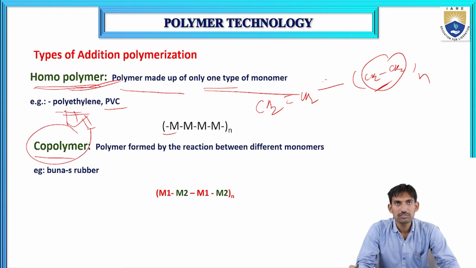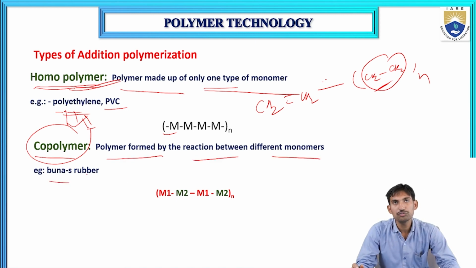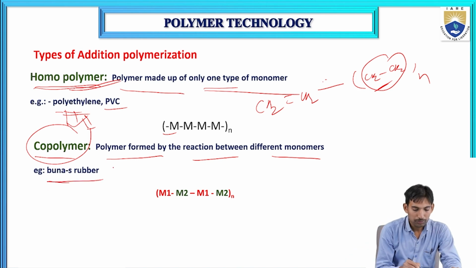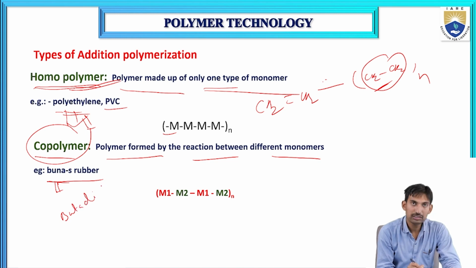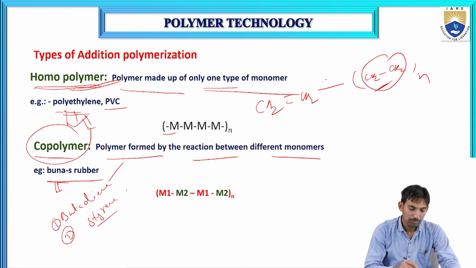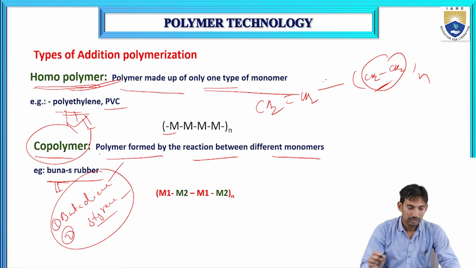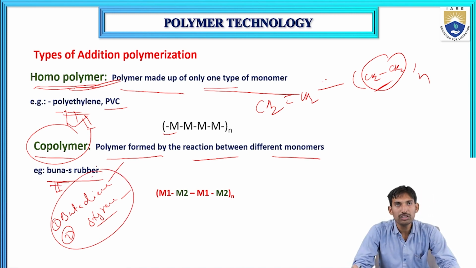Now copolymerization. What is copolymerization? A polymer formed by the reaction between different monomers. The polymer forms between two monomers. That polymerization is called copolymerization. Example, Buna S rubber. In this Buna S rubber polymer, butadiene is one monomer and the second monomer is styrene. These two monomers link together to form Buna S rubber. This is the example for copolymerization.